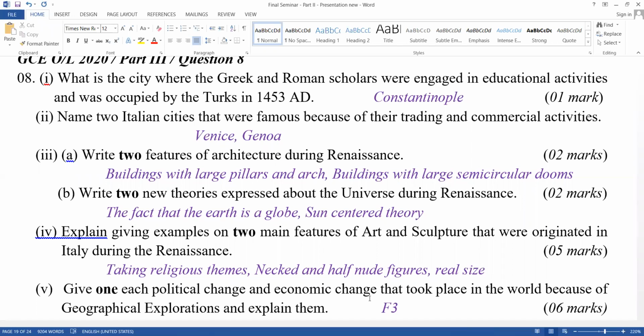Give one each political change and economic change that took place in the world because of geographical exploration. The second time this question is coming. Okay, political changes and economic changes. The nation states, world wars, those things are political. And economic, I gave the development of trade and everything.